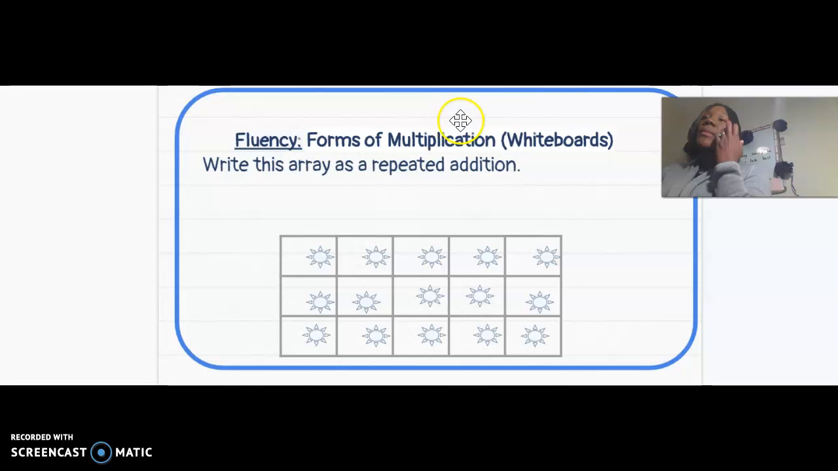So here we go. Forms of multiplication. Write the array as a repeated addition for this array. So go ahead and write that now. Did you write 5 plus 5 plus 5 equals 15? Awesome work.